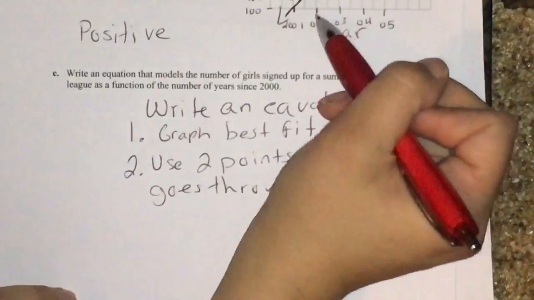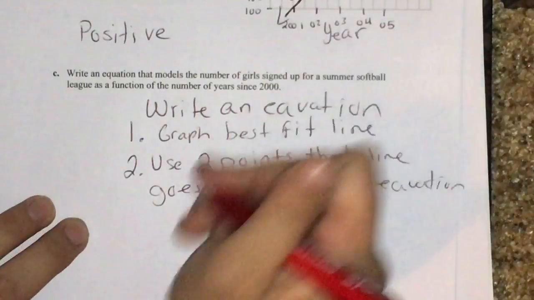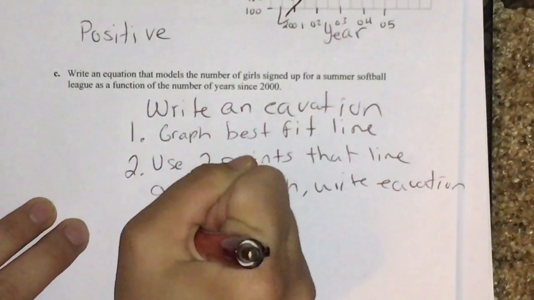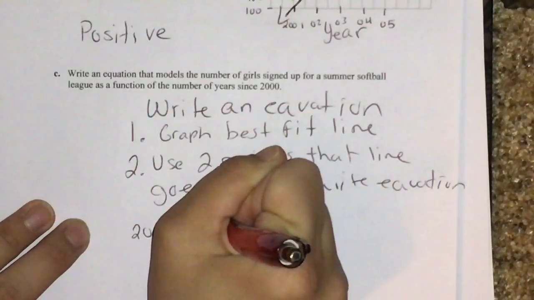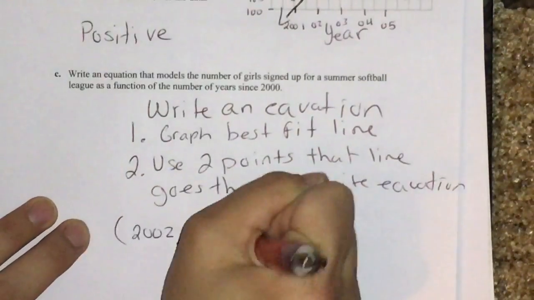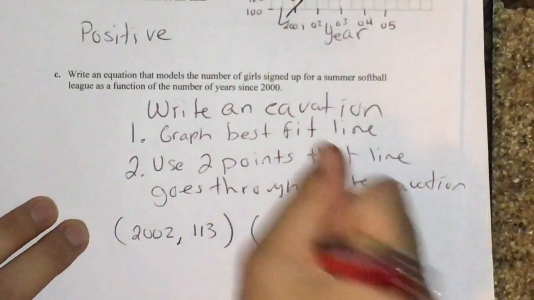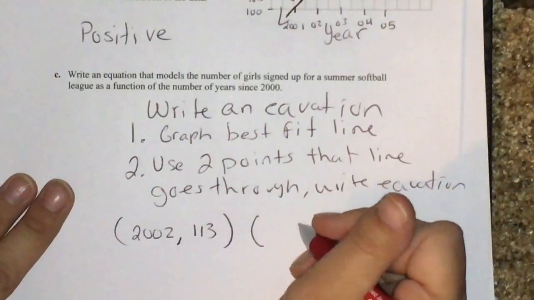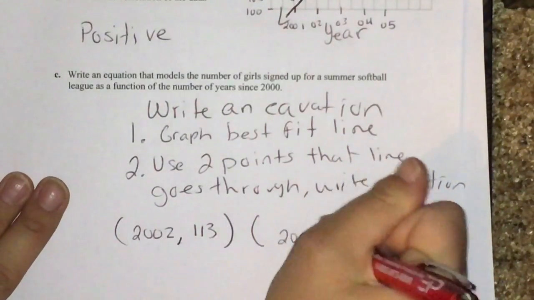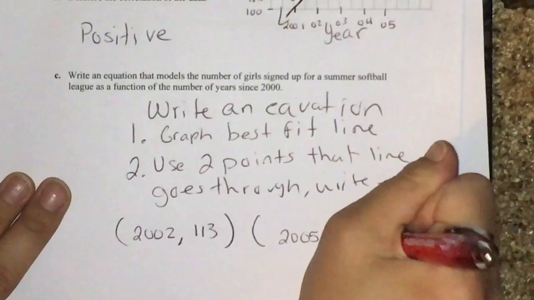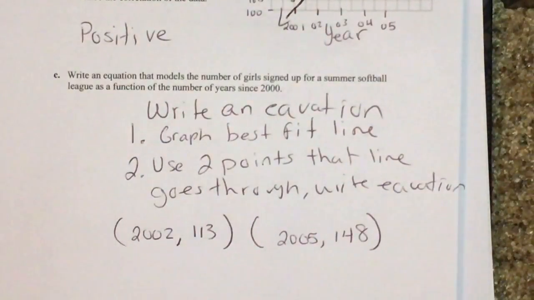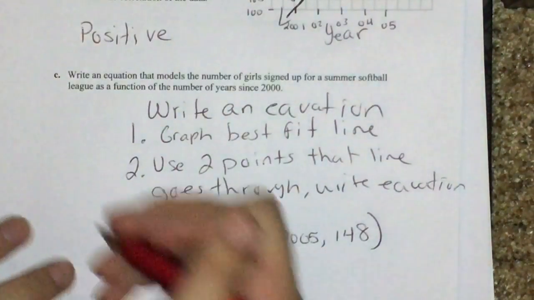So the 2 points that my line goes through were 2002, 113. That was the first point. And the second point that my line goes through was 2005, 148. Now, how do we write the equation of a line?